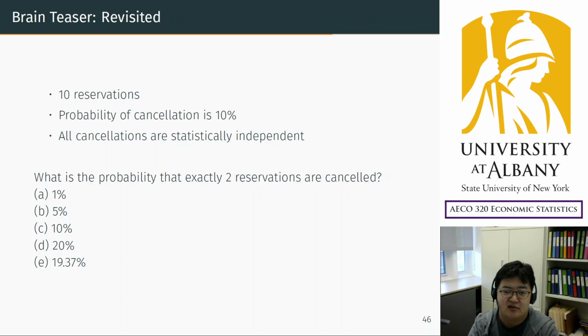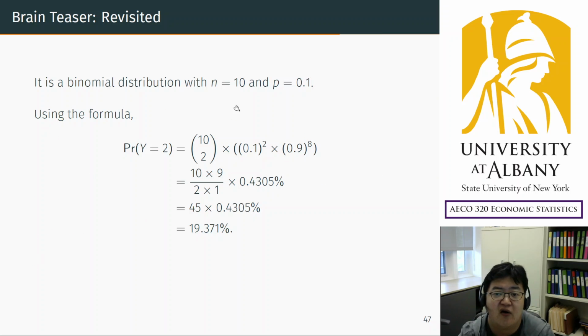At the time, we considered 10 reservations. There are 10 reservations and everything else is the same. And we would like to calculate the probability that exactly 2 reservations are cancelled. Then what is the probability? And we know the answer. I told you the answer is E, 19.37%. How could we get it? This way. So the parameters are 10 and 0.1, and just apply that.